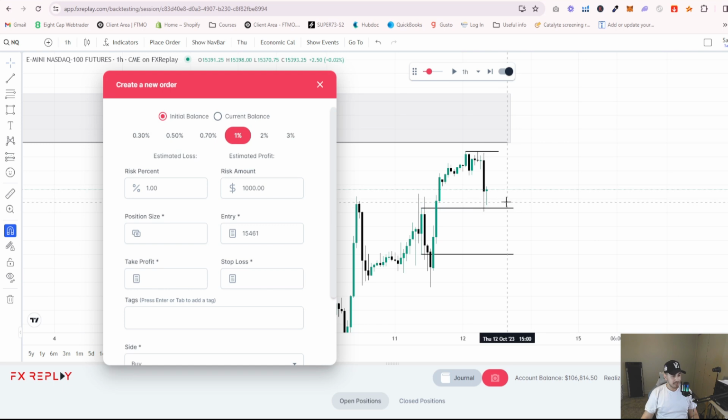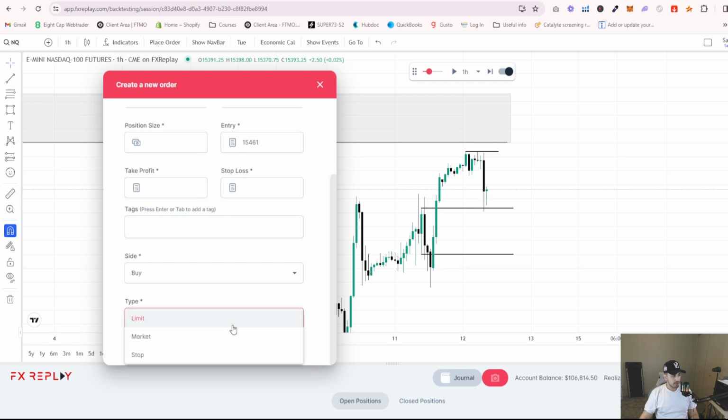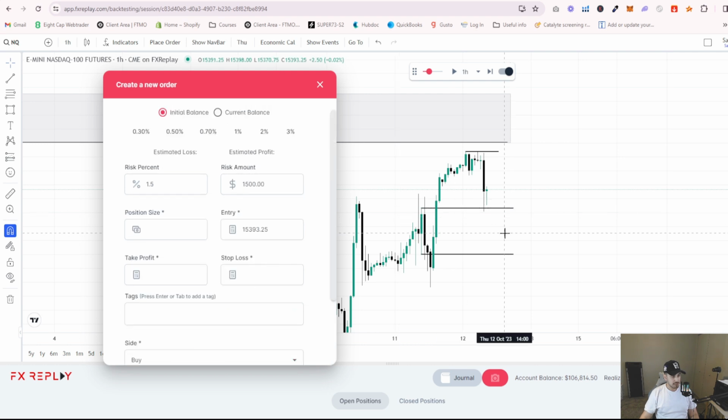And since I didn't have a limit and I'm kind of chasing, I'm going to do 1.5% here. And we're going to do market and we're going to do buy. Stop loss is going to be 15,316. Take profit is going to be these highs right up here, 15,461.50. Oh, sorry, I'm tripping. This is the market entry buy. So that is market entry. So now our take profit is going to be 15,461.50.